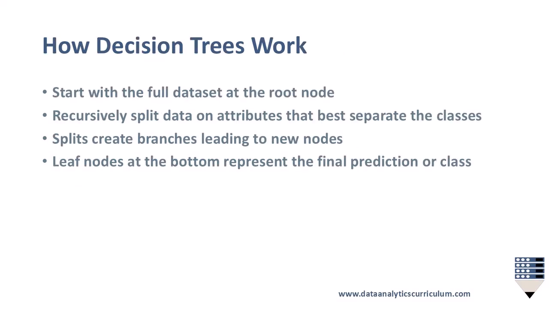How decision trees work. The process starts at the root with all your data. The algorithm asks, which variable and which cutoff best separates the classes? It makes that split, creating two new branches. Then it repeats the process for each branch. This is called recursive splitting, until the groups are as pure as possible or until we stop it. The leaves at the bottom represent the model's final predictions, for example, yes or no, adult or child.